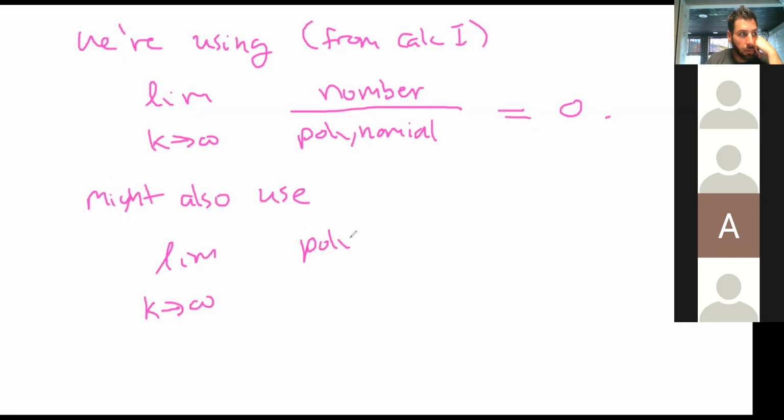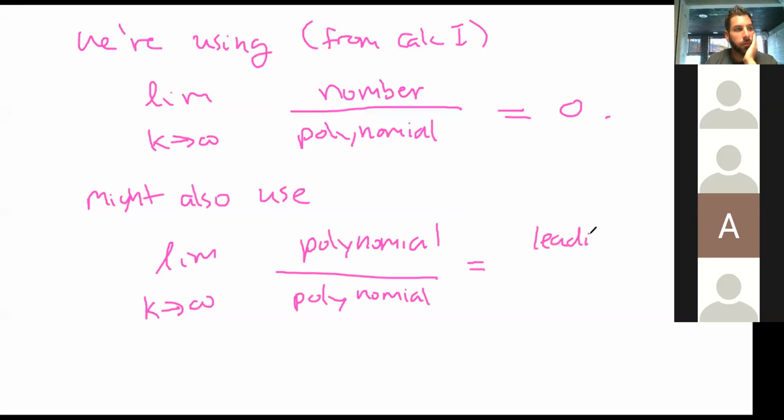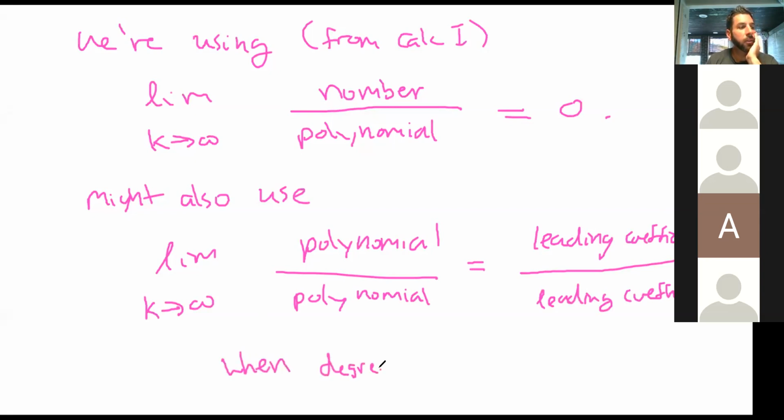So if you have polynomial over polynomial, if they have the same degree, it equals leading coefficient over leading coefficient, when the degrees are equal. So now I'm asking you to remember what all these terms mean, but you've actually used this a bunch this semester. We used it last semester. We actually used it earlier.